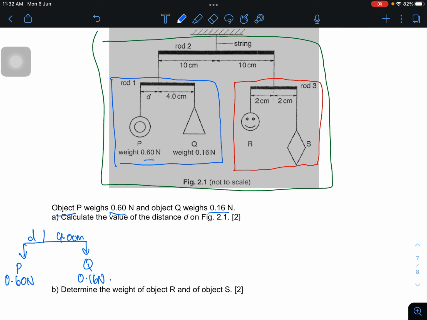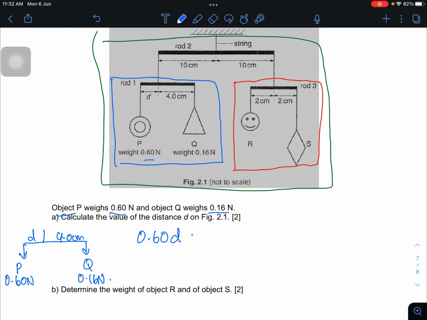So they want you to calculate the value of distance D. Alright, so what is D? In order for this entire thing to balance according to the principle of moments, the sum of clockwise moments must be equal to the sum of anti-clockwise moments, right? So let's take a look now. So how do we calculate?